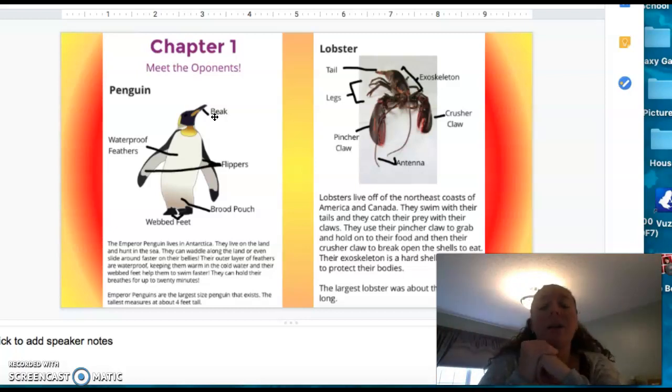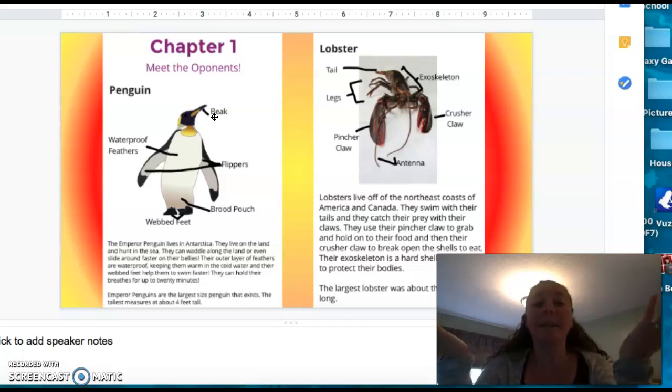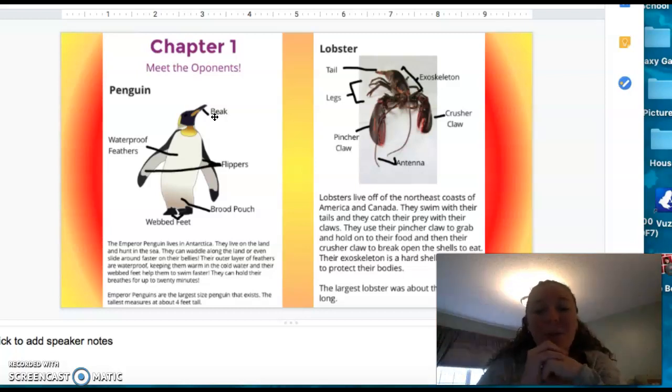I will tell you that I did need to research a little bit more to find some of this information out. For example, I didn't really know how big the tallest emperor penguin was, and I had no idea how long they could hold their breath for. So there were things that I still needed to look up. For the lobsters, I needed to go back to my notes for sure and remember the names of their claws and the specific functions of each. So please make sure you're using your notes and any research that you have available.